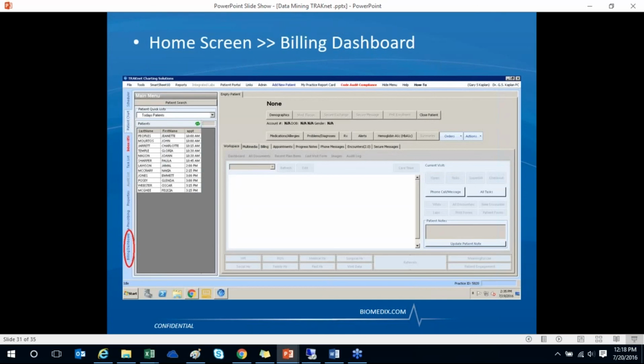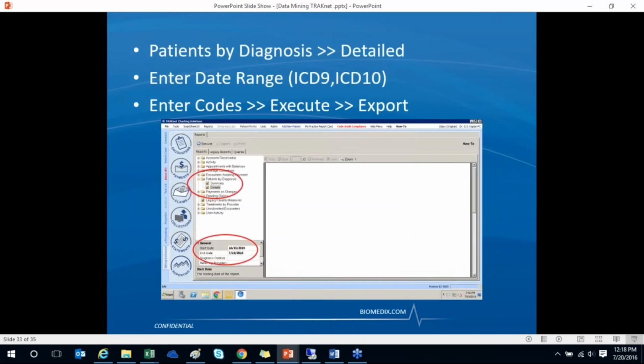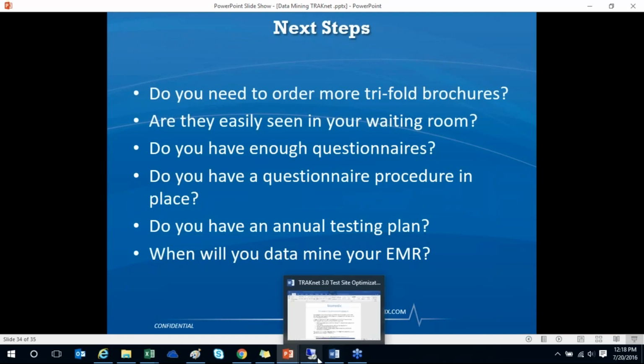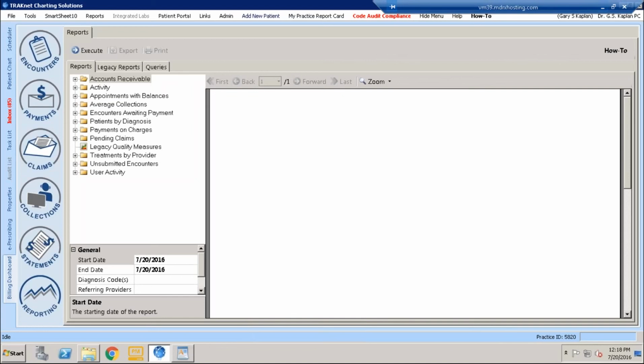And as long as they check one of those boxes, they can be scheduled for a study. So taking a look at your TRAKnet, we're going to actually open up a TRAKnet here so you can see how it works, and then you'll get the screenshots with the webinar. So going into TRAKnet, from the home screen, you're going to go to your billing dashboard. Your billing dashboard is your last tab over at the left side of your screen. From there, you're going to go into reporting.